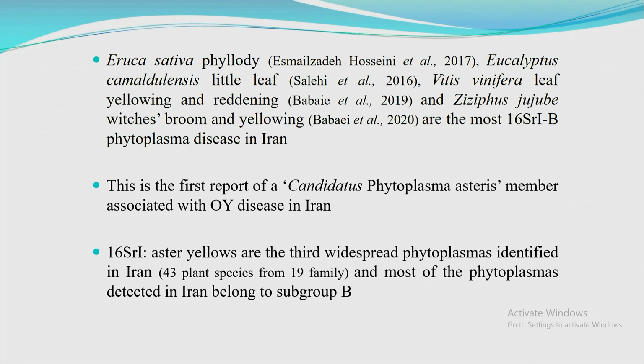Aster yellows, as I said in the last presentation, is the third most widespread phytoplasma identified in Iran with 40 plant species from 19 families, and most of the phytoplasmas detected in Iran belong to subgroup B. Thank you very much.